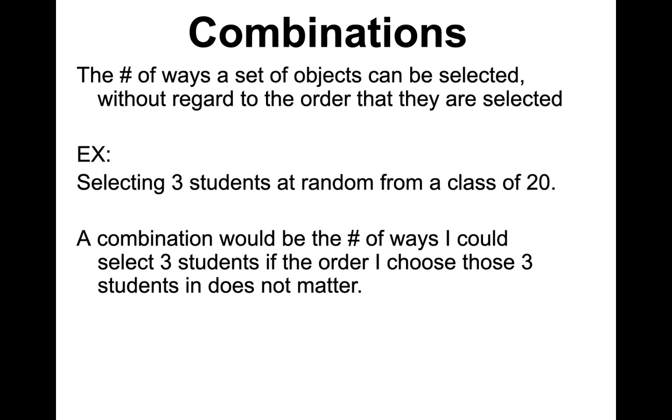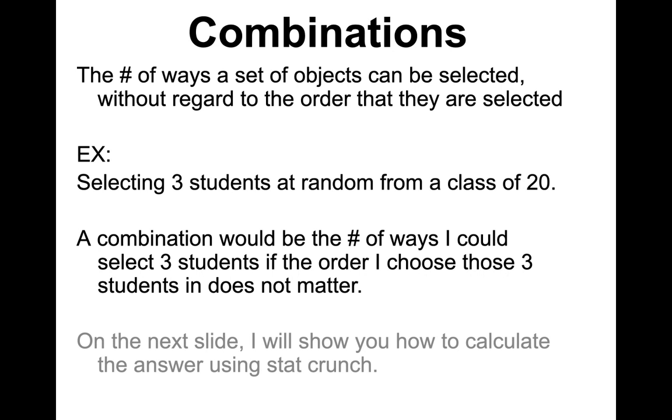Okay, so if I put those 20 names in a hat and I just select 3 at random, the combinations would be how many different ways can I select 3 students from the group of 20 if the order I choose those 3 in does not matter.